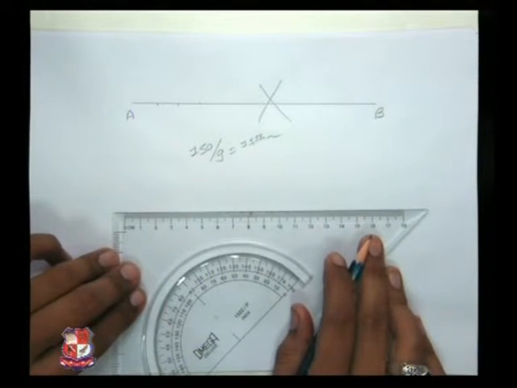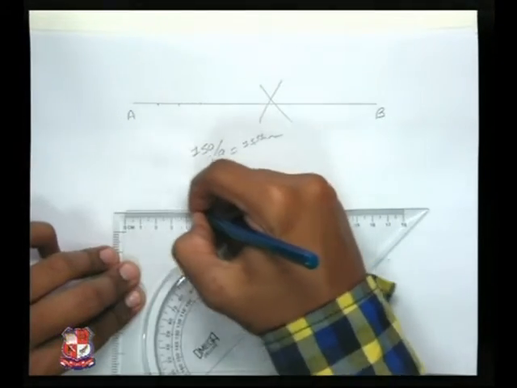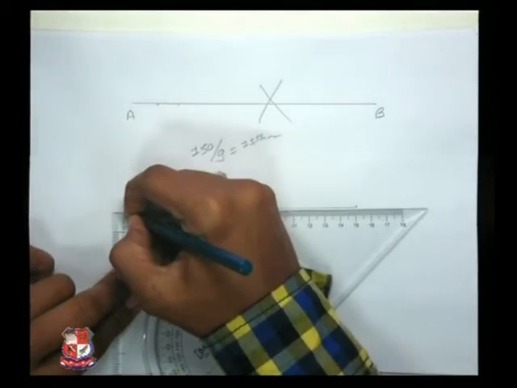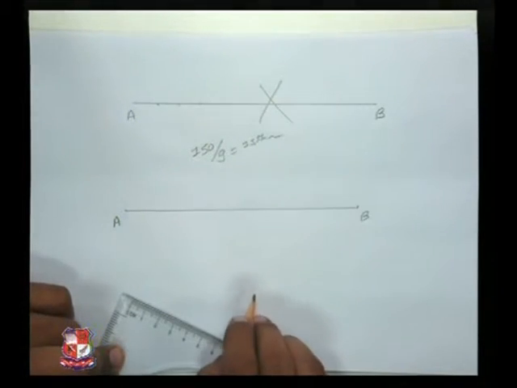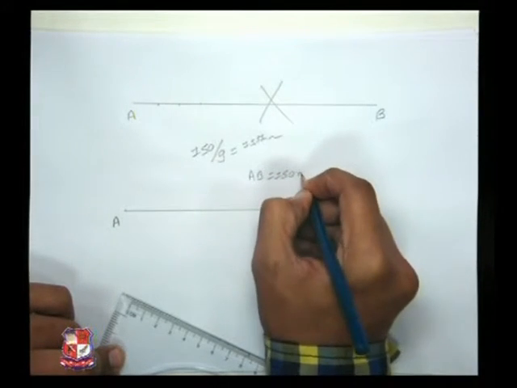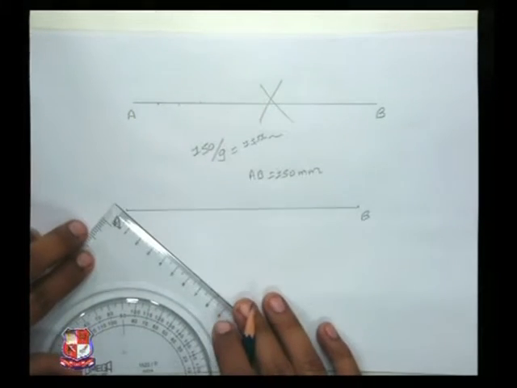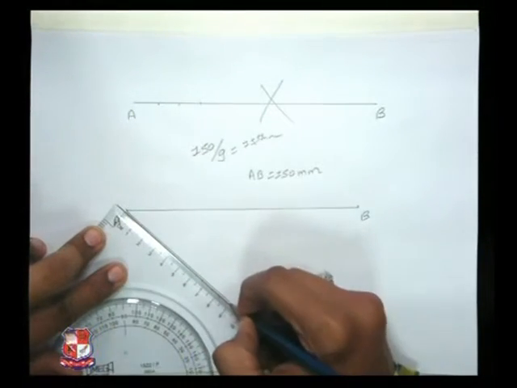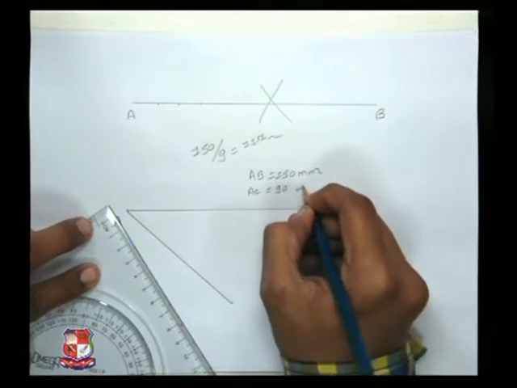Then what is the right method? The right method is exactly below it. Draw a 150 mm long line, name it AB. Write down above, AB is equal to 150 mm. Draw a line AC of 90 mm. AC is equal to 90 mm.